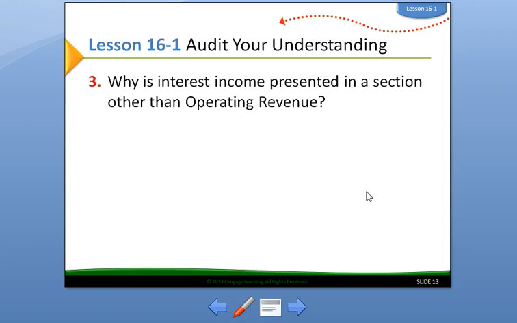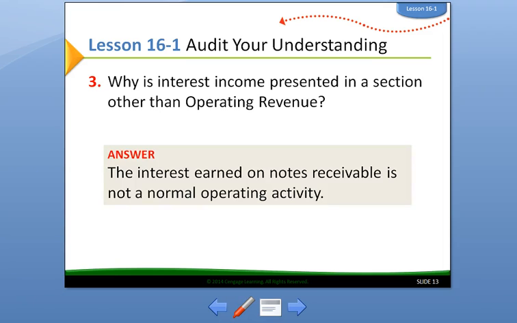Why is interest income presented in a section other than operating revenue? If you remember, a company can make money in other ways than just selling their merchandise. We have interest earned on notes receivable, which is not a normal operating activity. And that's it.